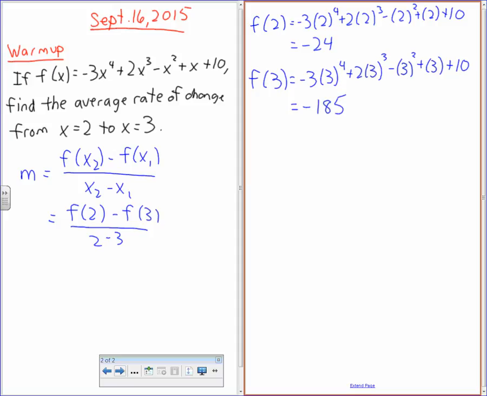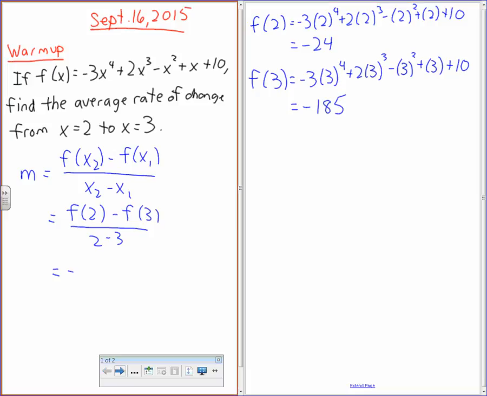There's another point on the graph at 3, negative 185. Okay, so what I'm going to do then, I'm going to say this is equal to negative 24 minus negative 185 all over negative 1. What was it, 164? No, negative 164. Is that right? I got negative 161. Same.